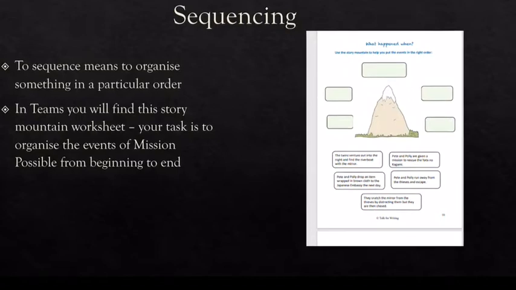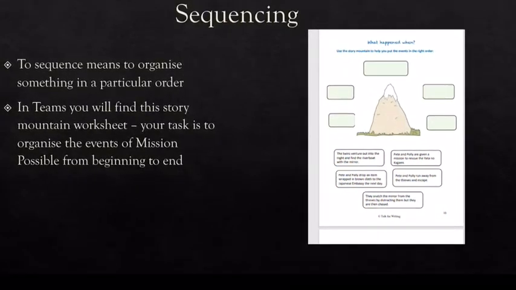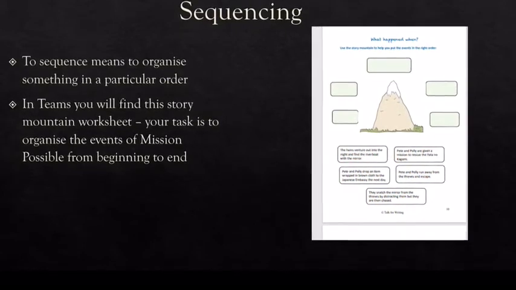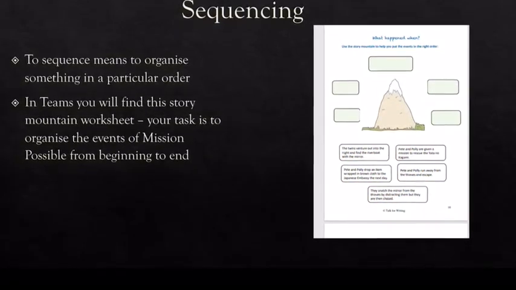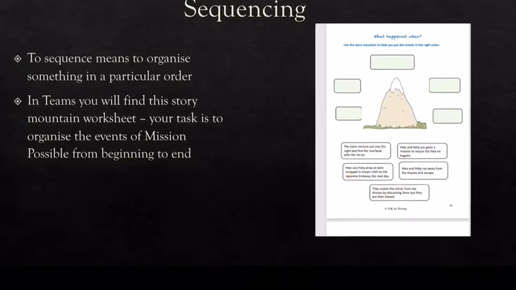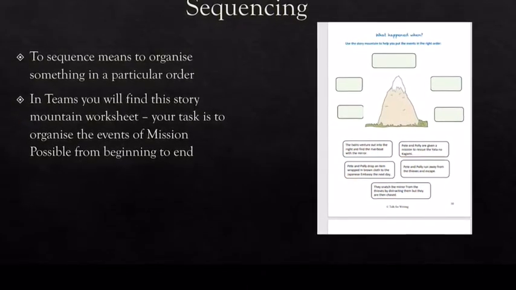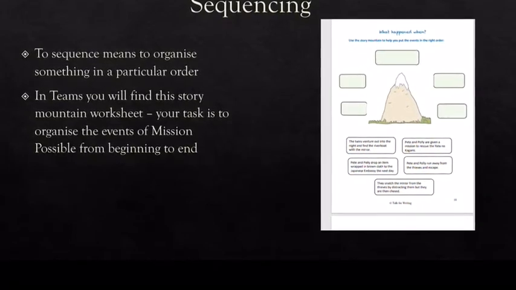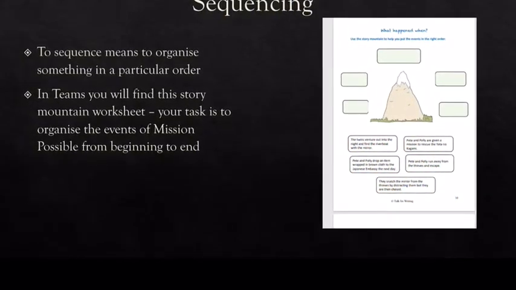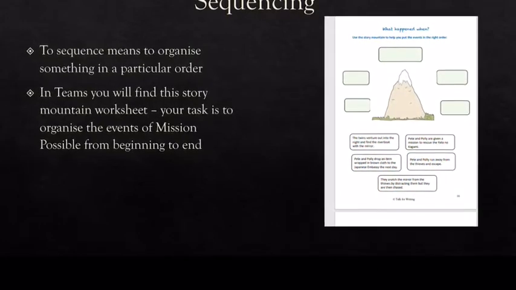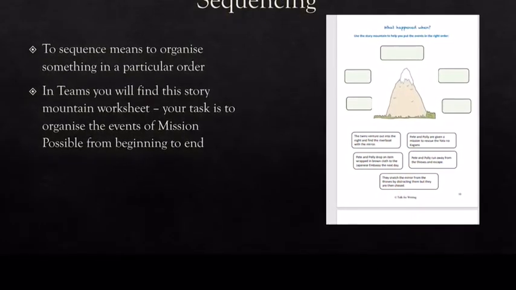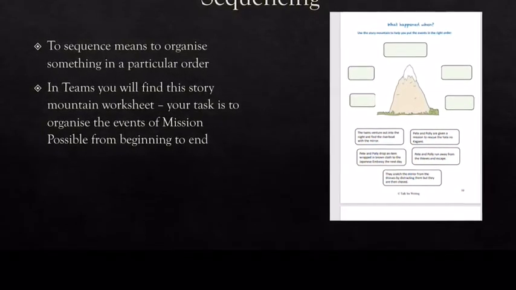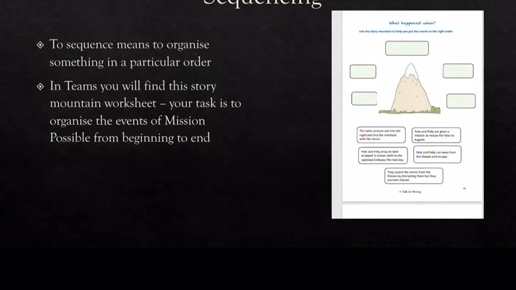What we firstly have to think about is, what is sequencing? And have you heard this word before? This might be something you've done before in a reading lesson, or something you've been doing at home. To sequence something means to organise something in a particular order. Today we're going to be organising information from the story of Mission Impossible, and we're going to put it in order from the beginning of the story to the end of the story. In Teams, you will find a copy of this worksheet, and it's to help you with your task.